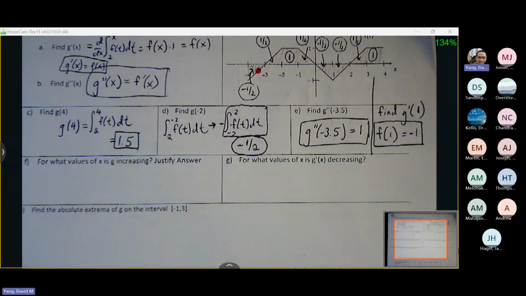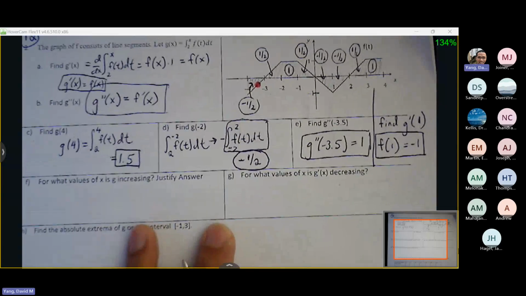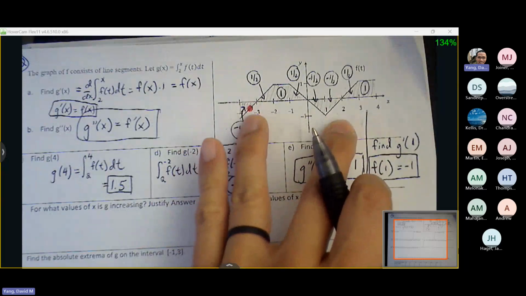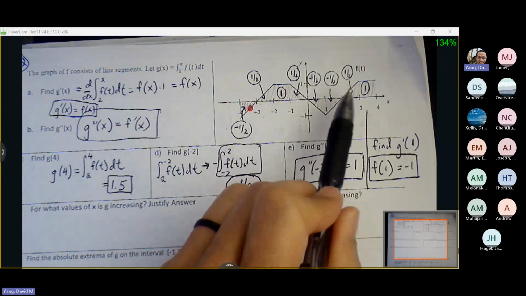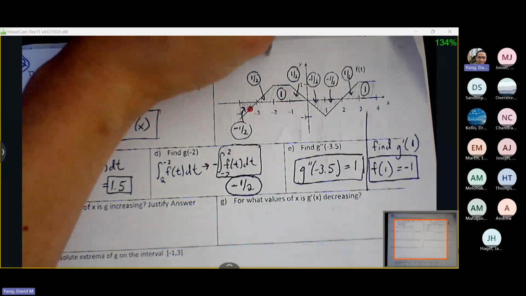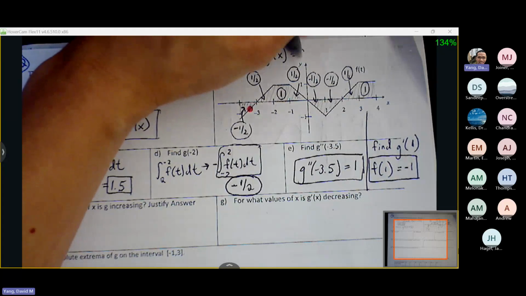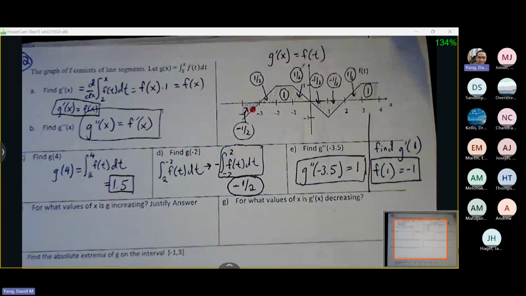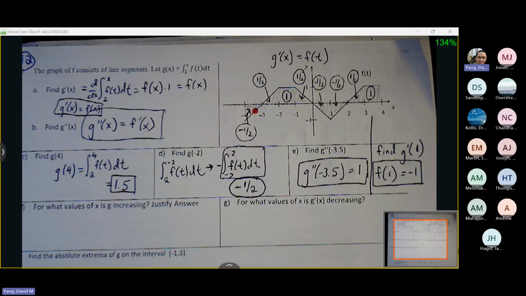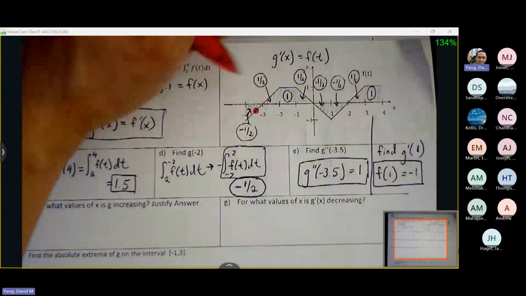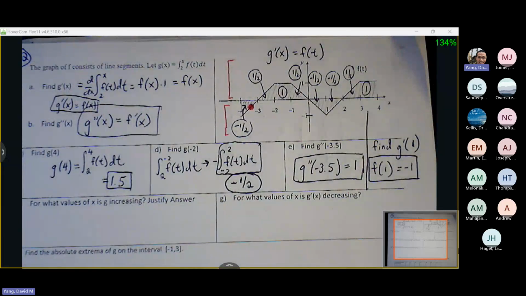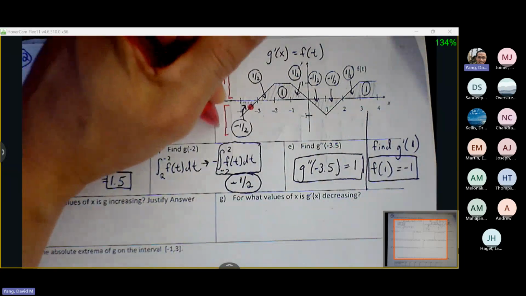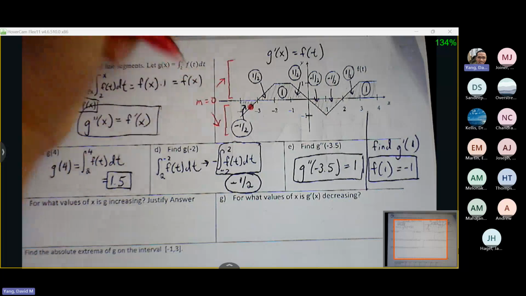Part F, for what values of X is G increasing? So let's make sure that we understand this is not the G graph. So we can't just say, oh, G is increasing in this interval, G is increasing in this interval. This is the G prime graph. So let's make sure we understand this is the G prime graph, not the G. So you're basically looking at the derivative graph. So we can label accordingly, make sure we understand what we're looking at. We're looking at something that's describing not the location of our G graph, but the slope of our G graph. So anything above is positive slope, anything below is negative slope, anything on the x-axis is slope 0.